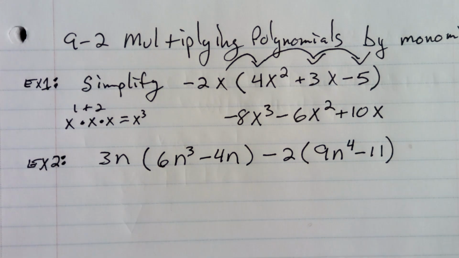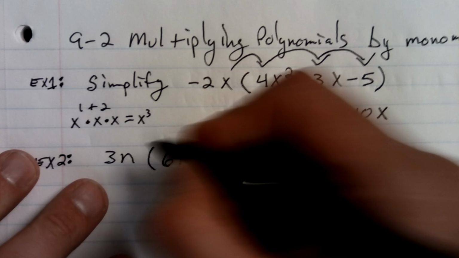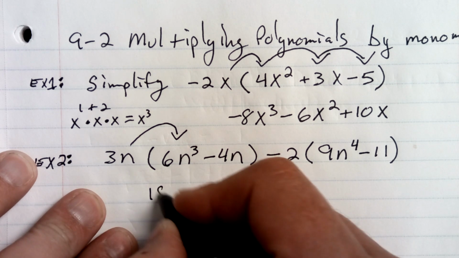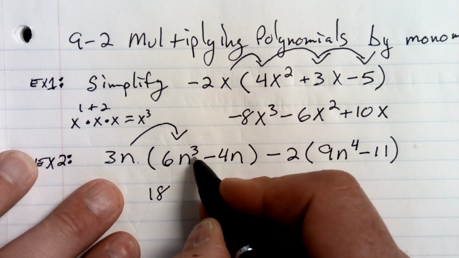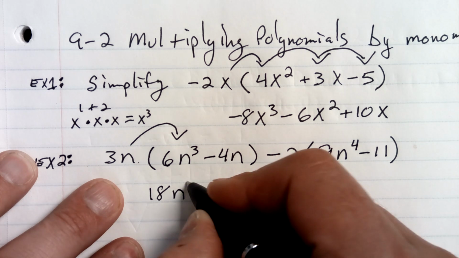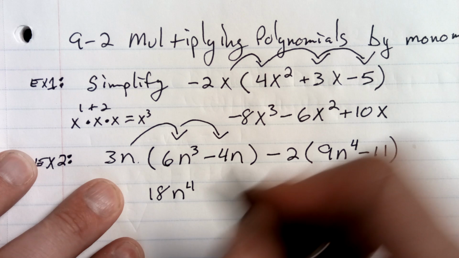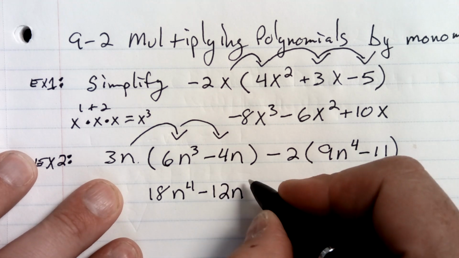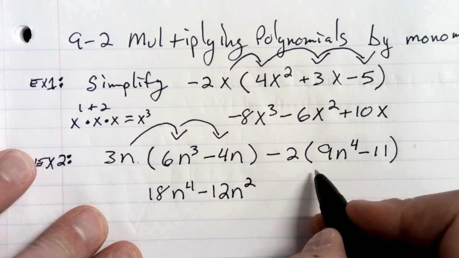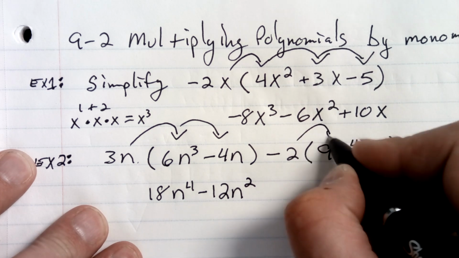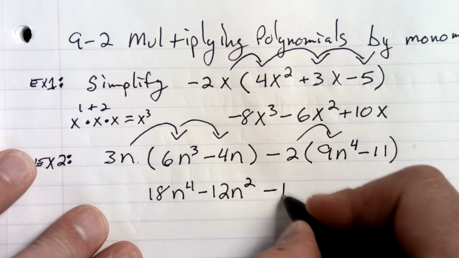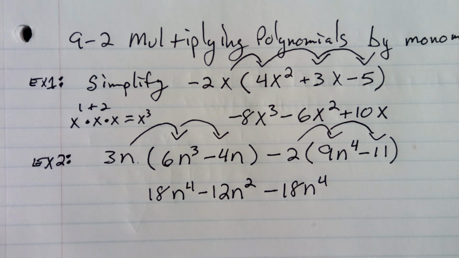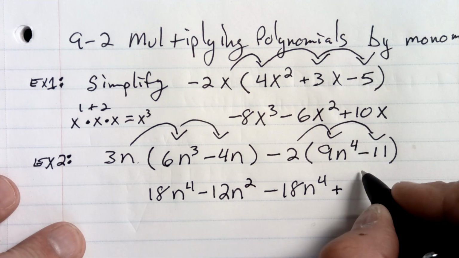All right, let's continue on. So yes, we're going to distribute the 3n to the 6n cubed. 3 times 6 is 18. N to the 1 times n to the 3 is n to the 4. 3n times negative 4n is negative 12n squared. Now we do the same thing with the negative 2. Negative 2 times 9n to the 4th is negative 18n to the 4th, and negative 2 times negative 11, two negatives equal a positive 22.